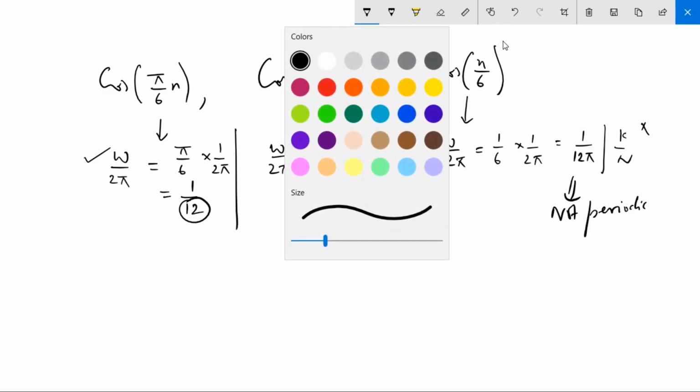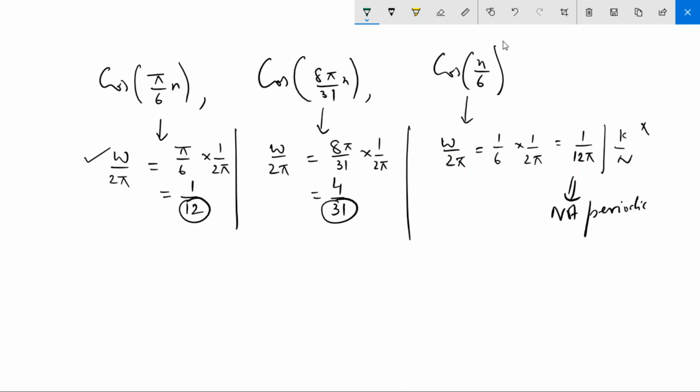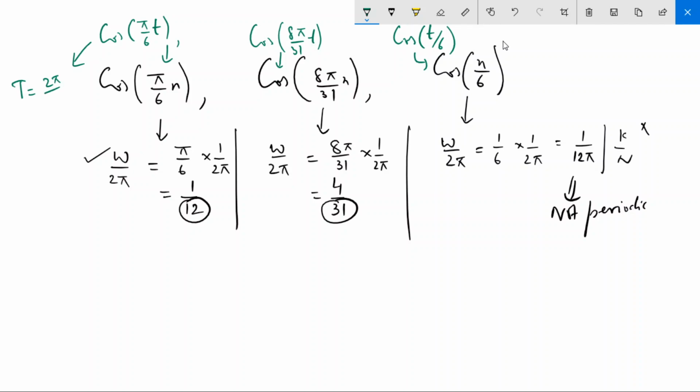Now suppose it is a continuous time signal, it might be like this: cos of pi by 6t. This would have been cos of 8 pi by 31t, and this must be cos of t by 6. I have taken the same signals with the same frequencies in continuous time. Now in continuous time, this is always periodic. What is the time period? Time period is 2 pi by omega. Omega is pi by 6, so it will be 12.